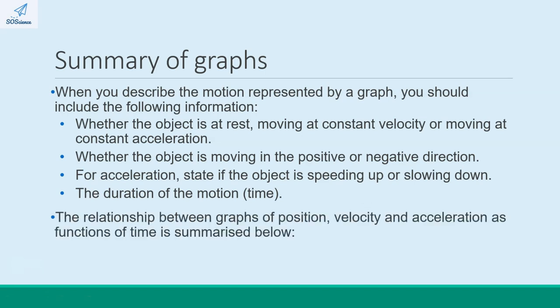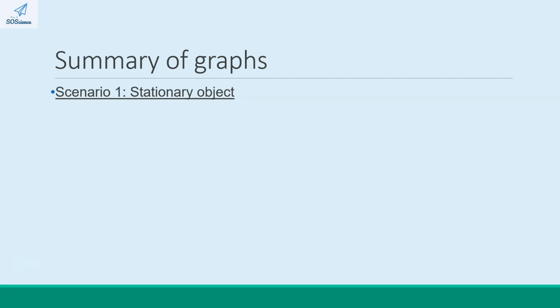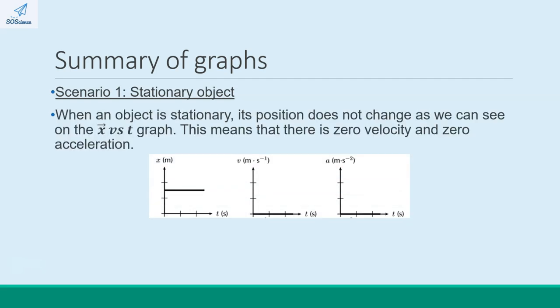Let's now look at the relationship between graphs of position, velocity, and acceleration versus time for each scenario, starting with scenario 1 for a stationary object. When an object is stationary, it means that it is not moving, so its position does not change, as we can see on the x versus t graph. And so that means that there is no velocity and there is no acceleration.